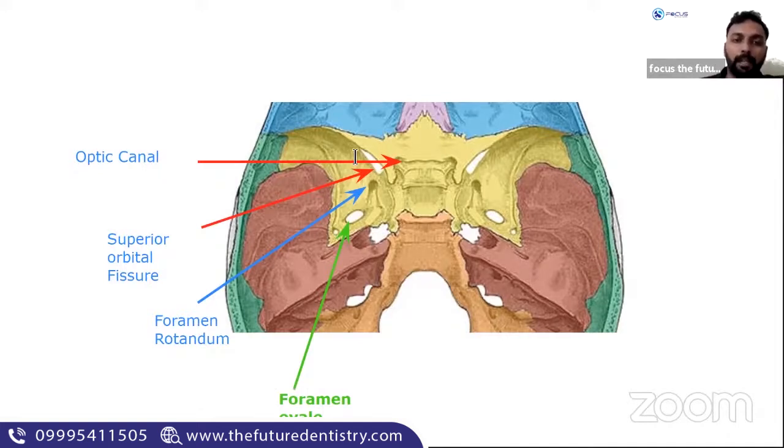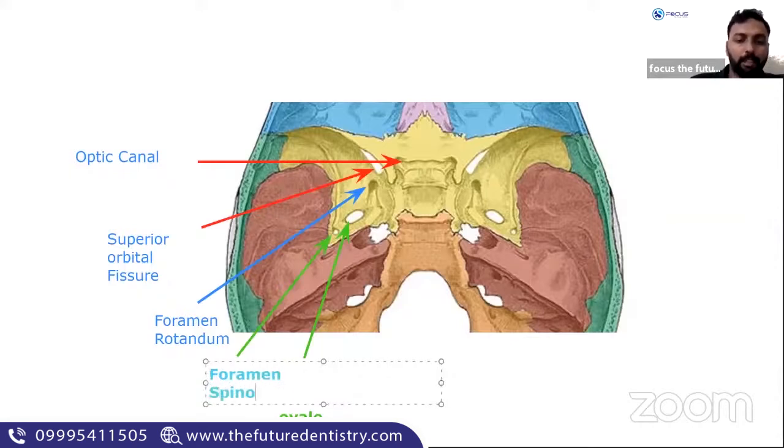Okay, and then there is a small foramen there. Have you noticed that small foramen just behind the arrow mark of foramen ovale? Have you noticed? Yes, this is another one I have marked in green, that is foramen spinosum. Okay, another foramen.